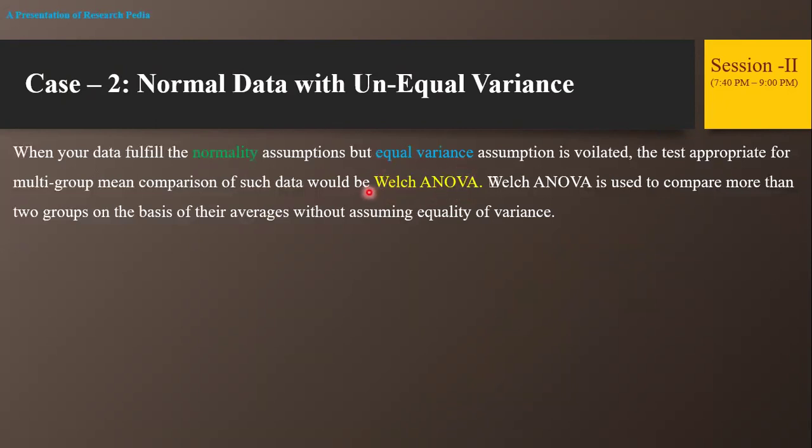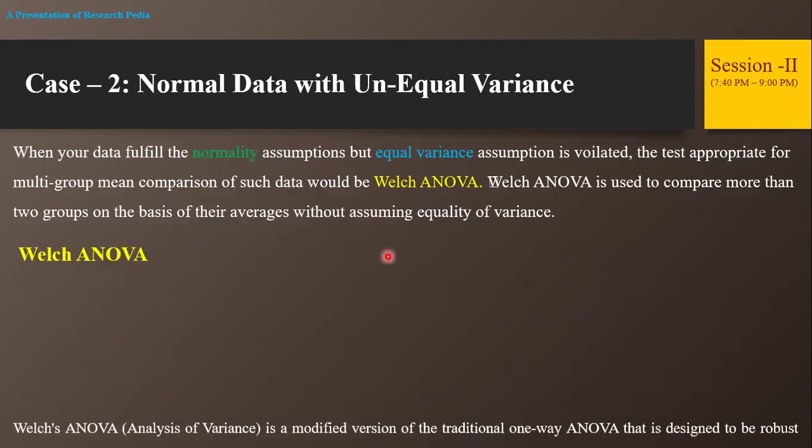So what options do we have when the normality assumption is fulfilled, but the equality of variance assumption is not fulfilled? We need to use the Welch-ANOVA test. So what is Welch-ANOVA? Welch-ANOVA is used to compare more than two groups on the basis of their average without assuming equality of variance.